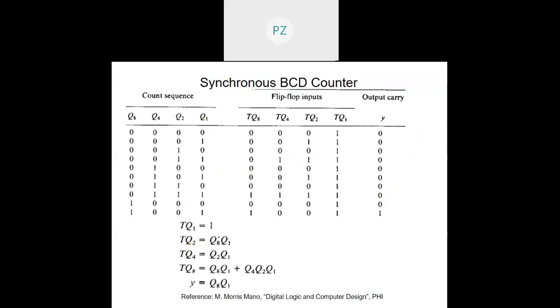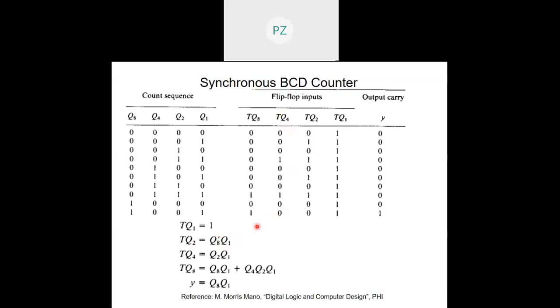Now you can write the equations corresponding to this. TQ1 is 1. It is 1 all through, so we know. For TQ2, you draw a K-map. Do it yourself. Draw a K-map in terms of Q8, Q4, Q2, Q1. That will be a 4-variable K-map and see whether the minimized expression is this or not. Similarly, for TQ4, draw a K-map, right? Draw a K-map and see.